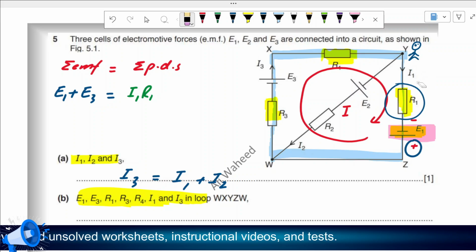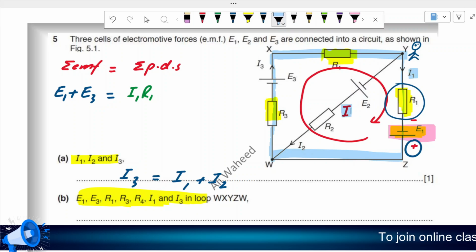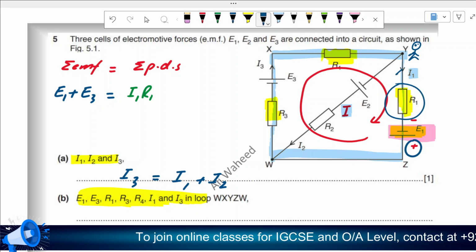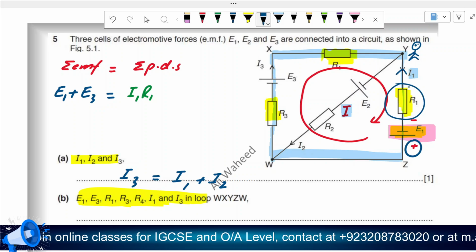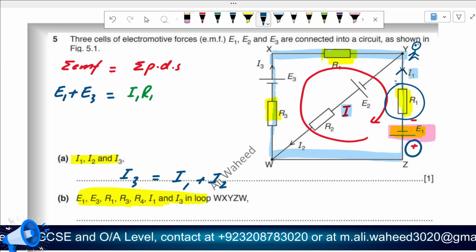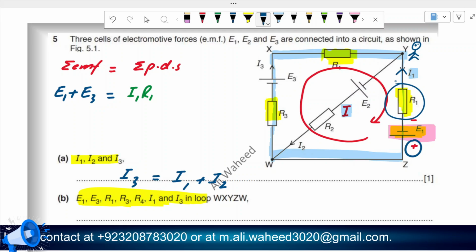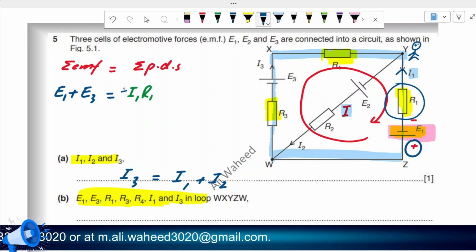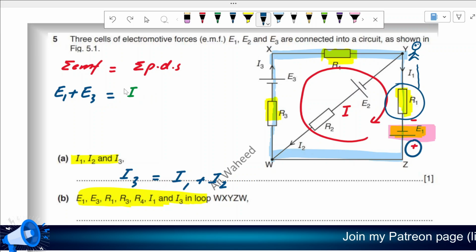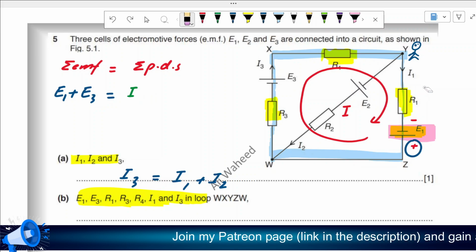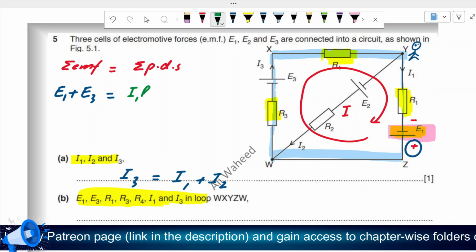Why with the positive sign? Because the direction of this current is the same as the direction of the reference current. Otherwise, it would have been written with the negative sign. Let's say I1 was upward. Then the direction of I1 would have been against the direction of the standard or the reference current. It would have been written minus I1 R1, which isn't the case, at least for now. In the next question, it could be a case. So we write it as I1 R1 with a positive sign.